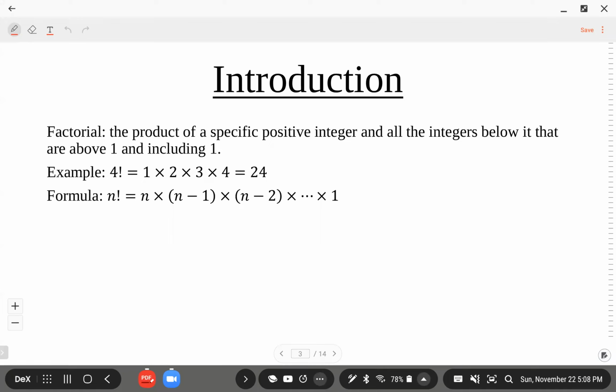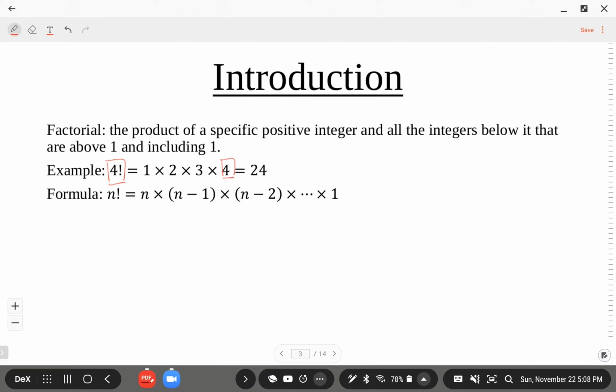Okay, so let's say 4 factorial. We start with our 4, that's our specific integer. Then we multiply it by all the integers below it that are above 1 and including 1. We multiply by 3, 2, and 1. Once you get to 1, stop, because if you multiply by 0, it's always going to be 0, so there's no point in doing that. And 4 factorial equals 24: 1 times 2 times 3 times 4 equals 24.